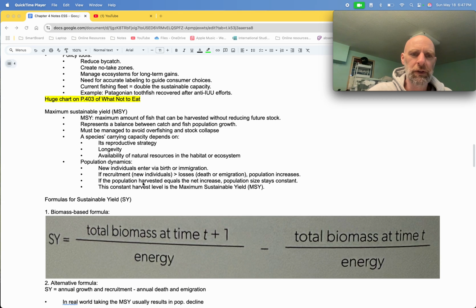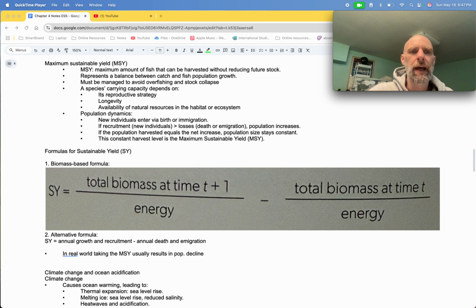Maximum sustainable yield, MSY. MSY is the maximum amount of fish that can be harvested without reducing future stock. It represents a balance between catch and fish population growth. This must be managed to avoid overfishing and stock collapse. A species' carrying capacity depends on its reproductive strategy, its longevity, and availability of natural resources in the habitat or the ecosystem.